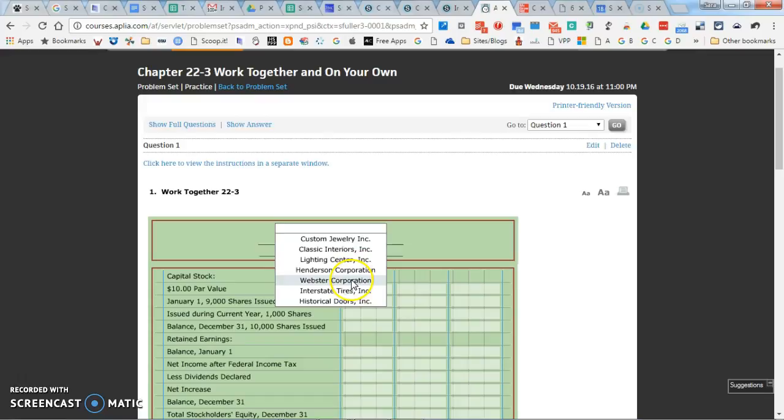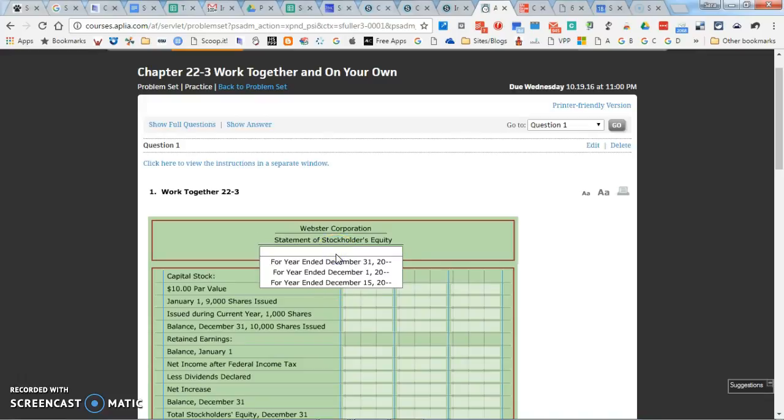The first line is always our company name. This is Webster Corporation. Next line is the name of our document, so it's statement of stockholders' equity. And last is our date, so this is for year ended, December 31st. And then here on this first line with just the $10 par value, we don't put anything in there.